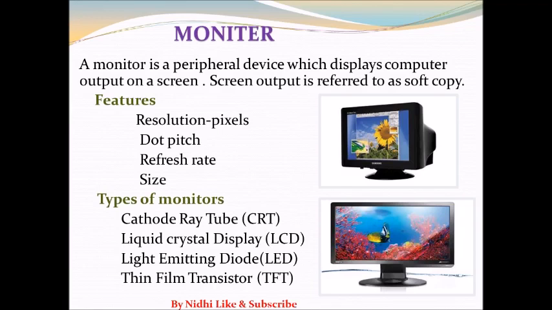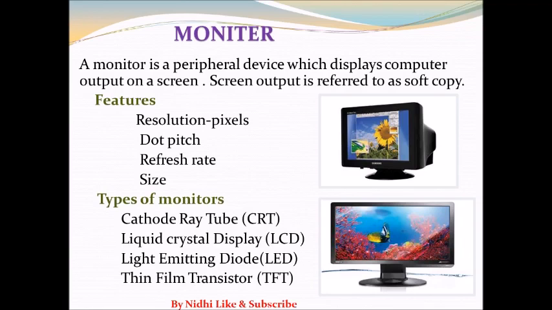Various types of monitors are there: CRT based, cathode ray tube monitor, liquid crystal display monitors, light emitting diode monitor, and thin film transistor monitor. All these types of monitors are also known as visual display units. The picture on a monitor is made up of thousands of small colored dots called pixels. Monitor resolution is measured in pixels, width by height. For example, 1920 by 1080 means the width is 1920 pixels and the height is 1080 pixels. Output displayed on a monitor is called soft copy.